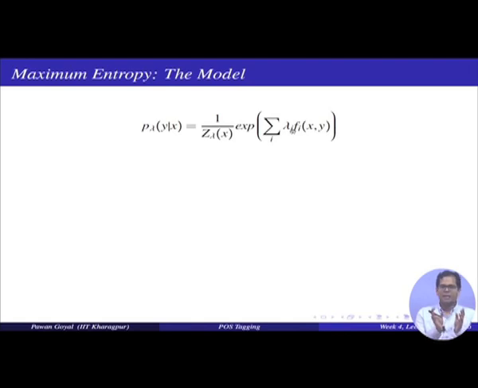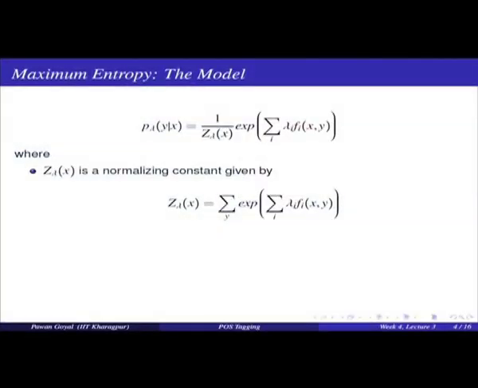So I sum over all the possible lambda i f_i's and take an exponent, and then I do some sort of normalization, so that probability of y given x adds up to 1 for all the possible classes y. Okay, so this is the normalization constant. So it's a very simple form of maximum entropy model.